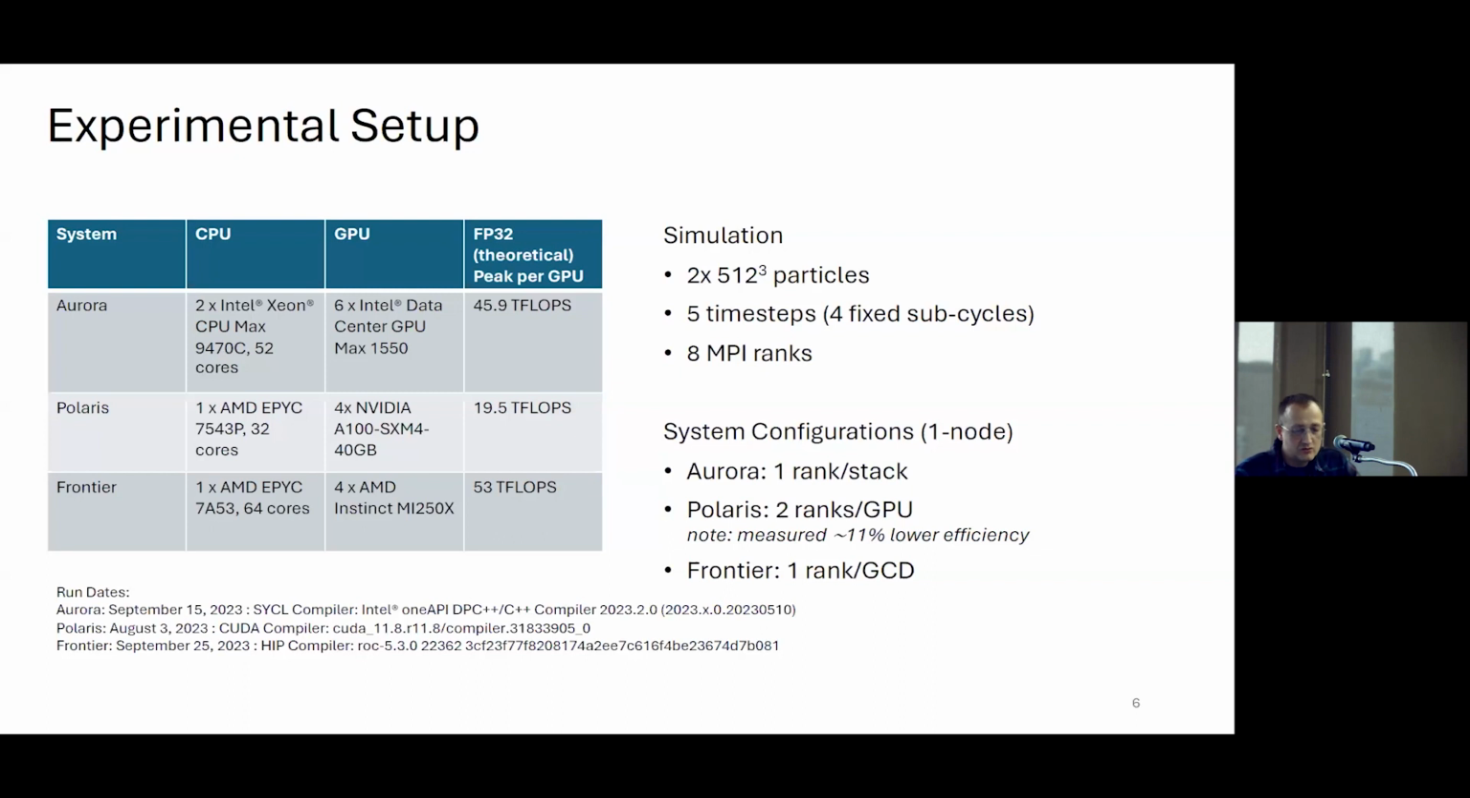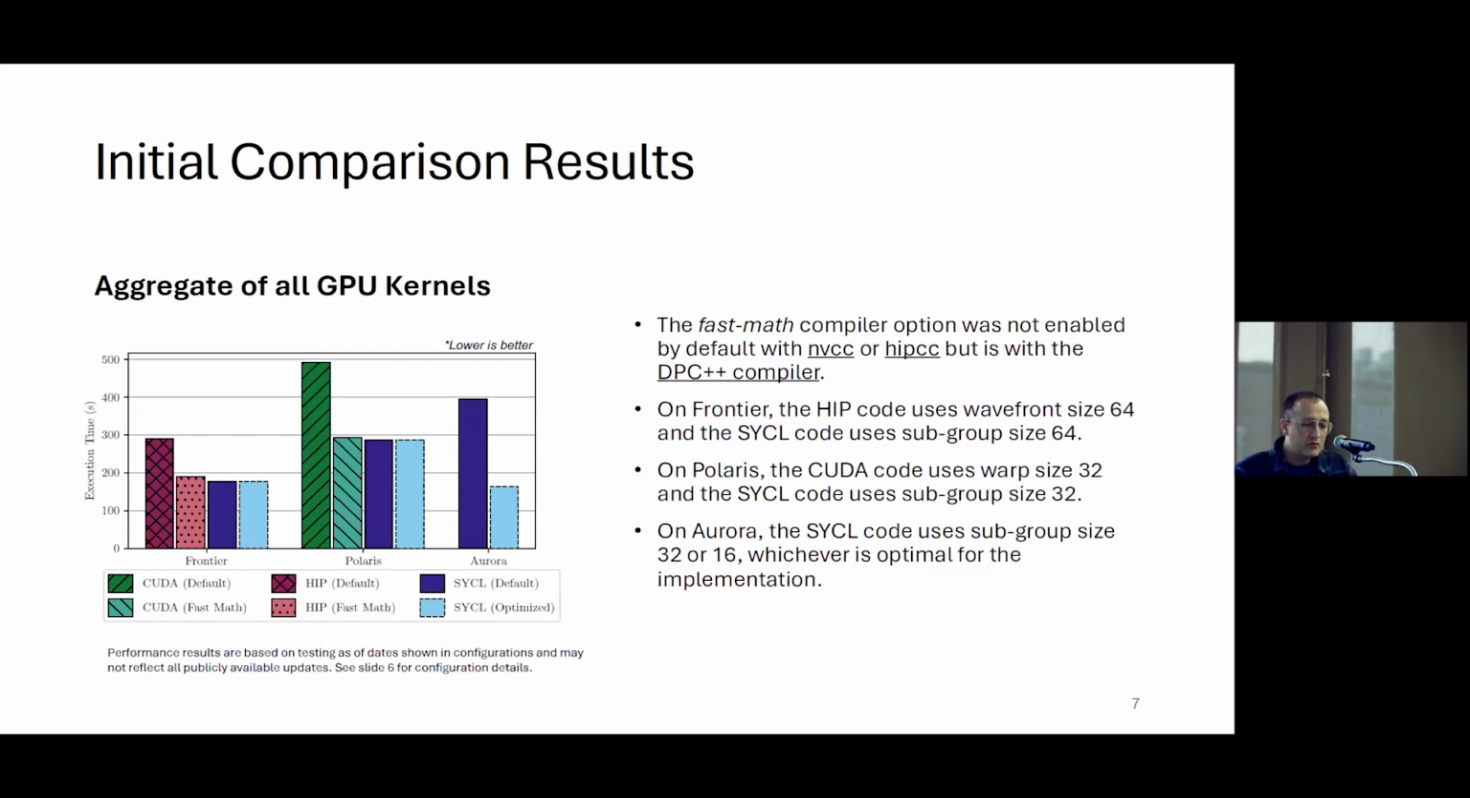So the code uses a minimum of 8 MPI ranks, and our configuration was either 1 MPI rank per stack or tile for the Intel GPU. And on Polaris, since there's 4 GPUs, we used 2 ranks per GPU. On Frontier, a similar mapping to Aurora, where we had 1 rank per GCD. A GCD is a similar concept as a tile. And when we did this comparison, first we could look at Frontier.